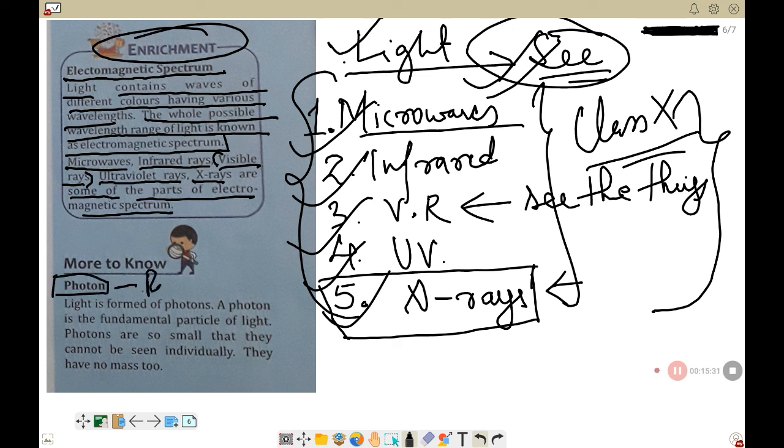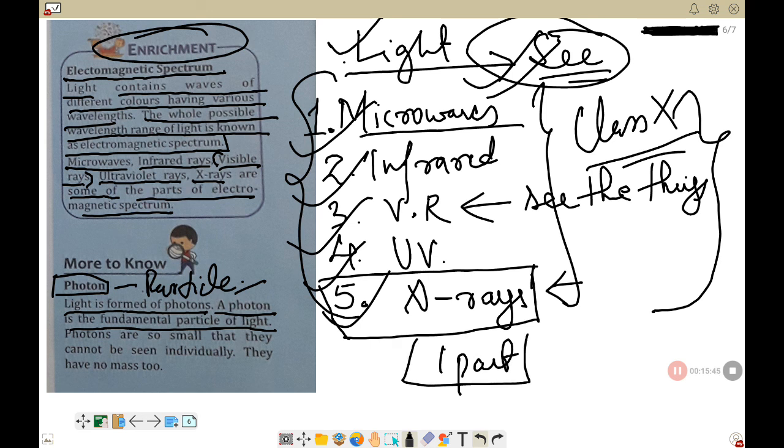Now what is a photon? Photon means particle. So actually light comes in the form of particles. So light is in the form of photons. A photon is a fundamental particle of light. So one smallest part of light is called a photon. Understand? Photons are so small that they cannot be seen individually. This photon is so small that you cannot see it, just like an atom, you cannot see it. And on top of that, it has no mass. That is the photon.